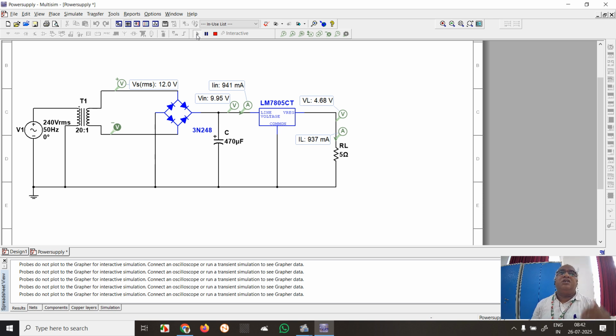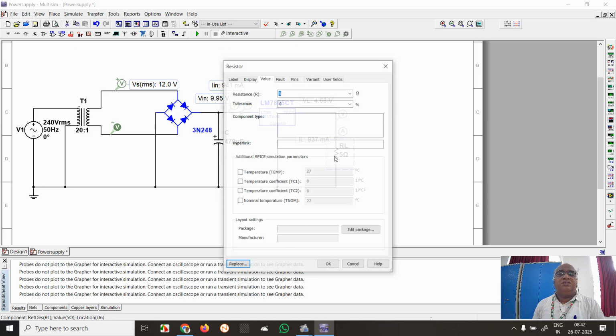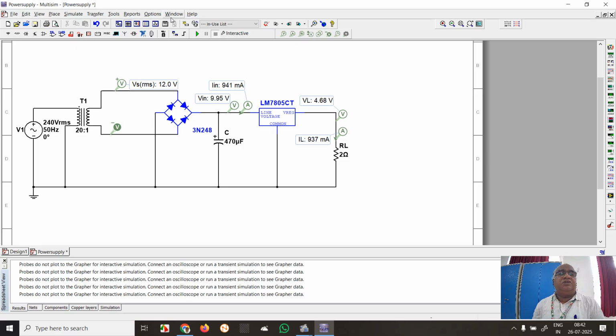The maximum load current the 7805 can provide without a heat sink is 1 ampere. So that is the reason. If I still further decrease the load resistance, say 2 ohms, let's see what happens.